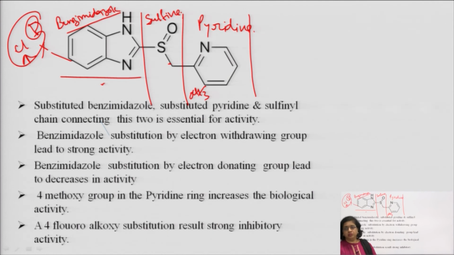benzimidazole. So, you have to identify the basic pharmacophore which is required for the activity. Sometimes a question may be asked like, what are the basic nuclei present in proton pump inhibitors? You must remember benzimidazole, sulfinyl group and pyridine. Benzimidazole is required for the activity. So, this is all about the SAR of proton pump inhibitors.